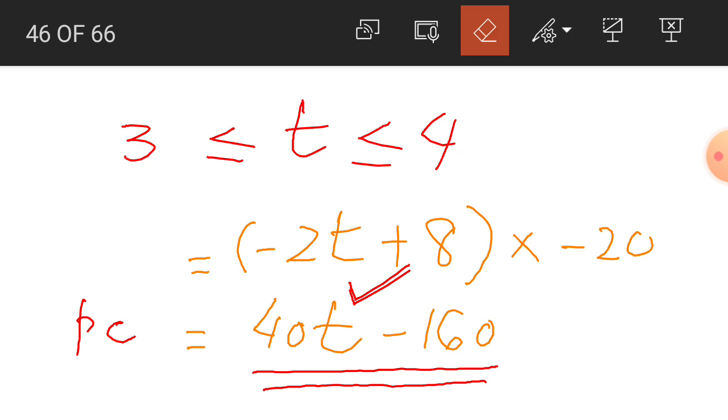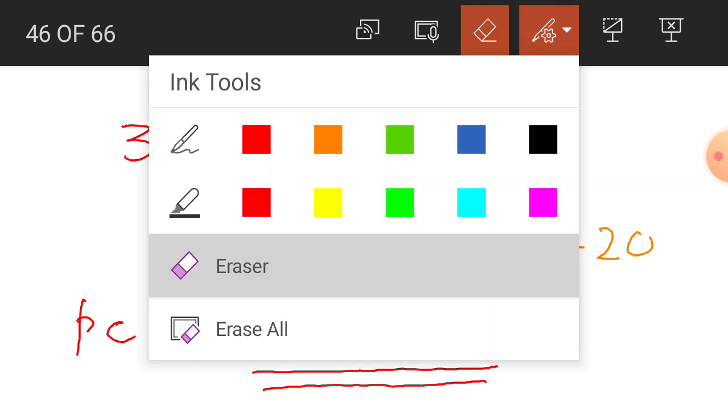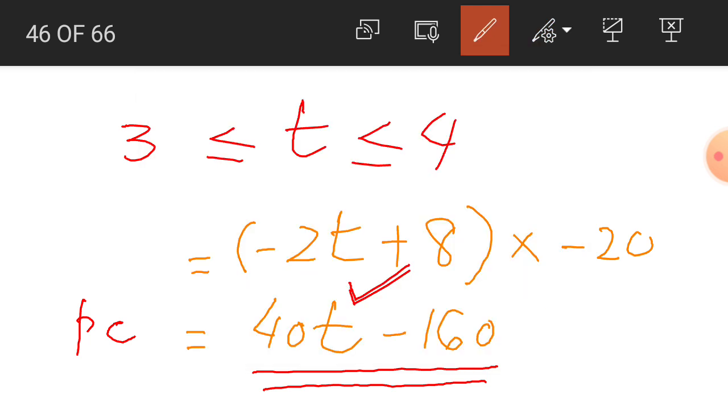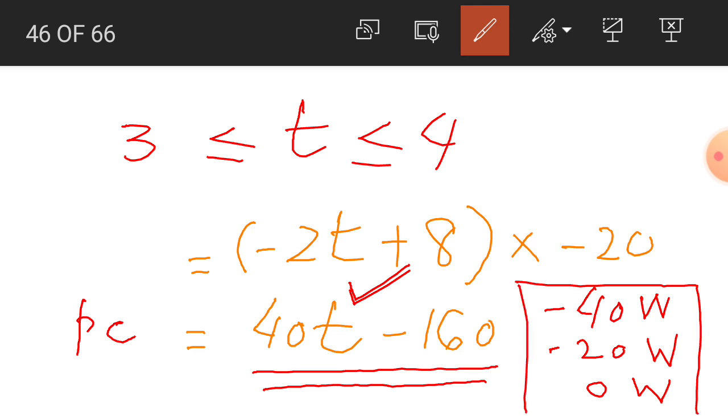So if we calculate this power at time t is equal to 3, we will get minus 40 watt. If we calculate it at time t is equal to 3.5, we will get minus 20 watt. And if we calculate it at time t is equal to 4, we will get 0 watt. You can sketch these 3 points with respect to time, and you will get the sketch for the power as a function of time.